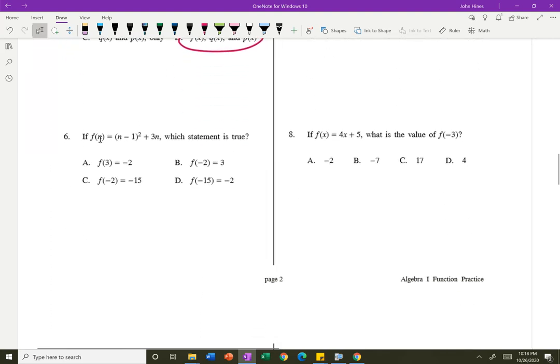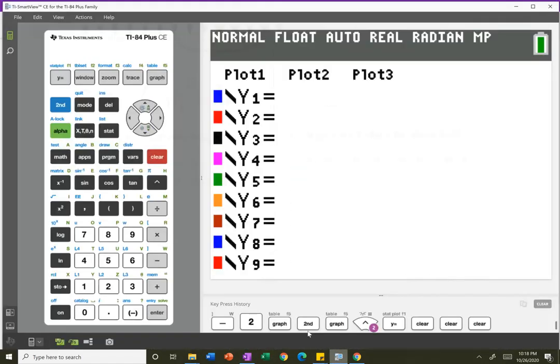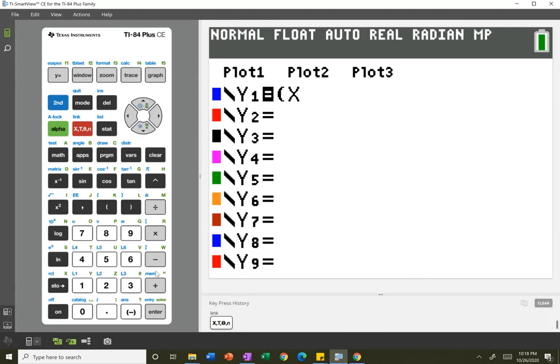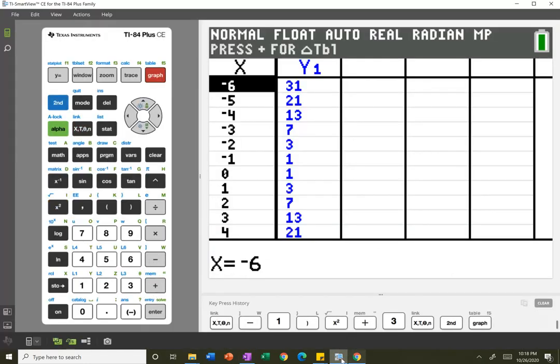If f of n, which is the same thing as f of x, they're just using n instead, equals x minus 1 squared plus 3x, which of these statements is true? So now I could do all these by hand, or I could be smart and use my table. So let me go to my calculator and see if I do better typing this function in. Parentheses, x minus 1. I can't use n, so I'm going to use x. X minus 1 squared plus 3x. I'm going to go to my table and see my table of values.